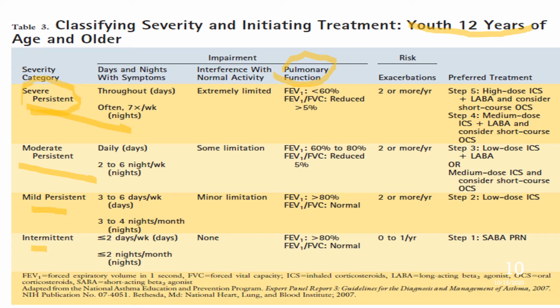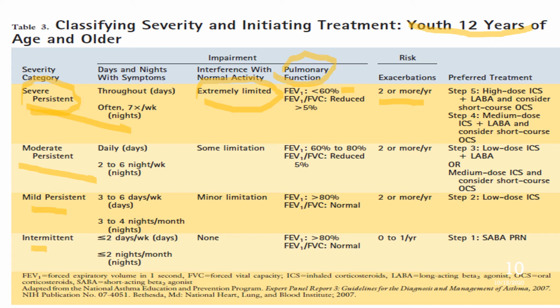What happens? Every day they have symptoms all through the day. They also have symptoms at night. They wake up coughing, everything. How about their impairment? Can they engage in any kind of sport? Absolutely not. They're extremely limited in sport. Then they do the pulmonary function. Your FEV1 is less than 60%. Your FEV1 over FVC is reduced. And when you talk about exacerbations, they are admitted or go to the emergency room at least twice a year.